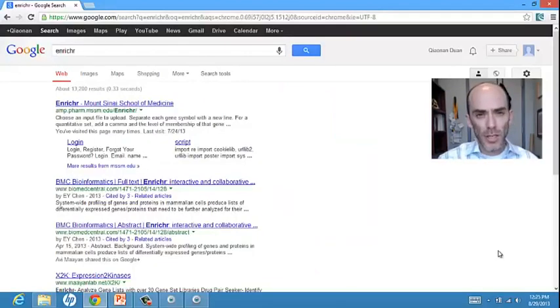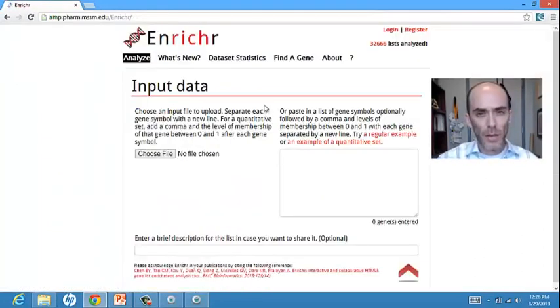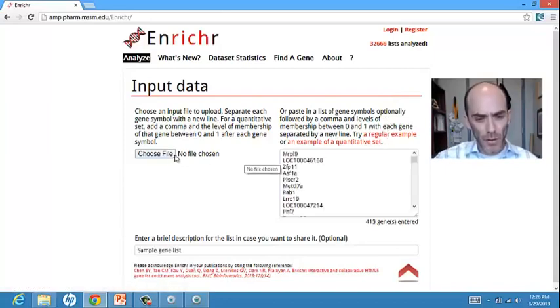So first you can just type in Google Enrichr. Notice that it's Enrich and then R, without the E. And then you get a link, and this will take you to the website. This is the upload part of the website. Here you put in your list of genes. If you don't have a gene list, you can use the example, and you can click on try regular example. And you can also upload files with gene sets by using the choose file button.